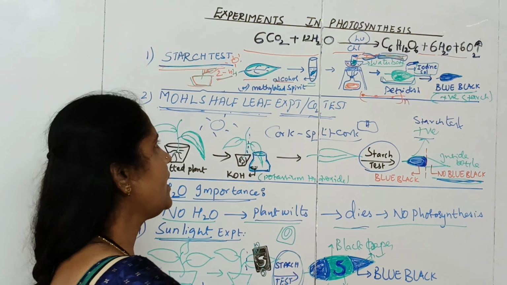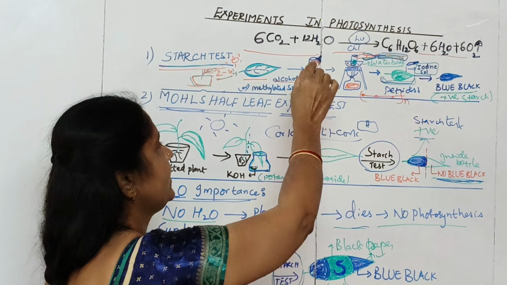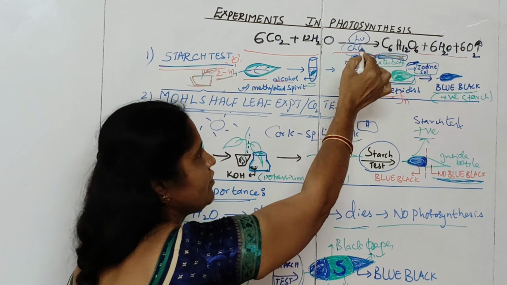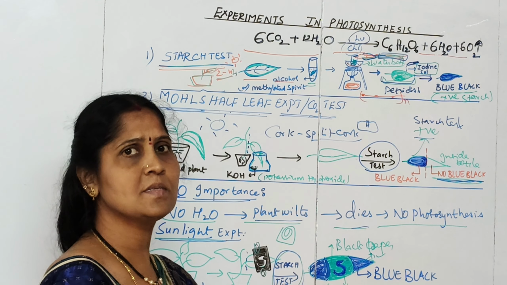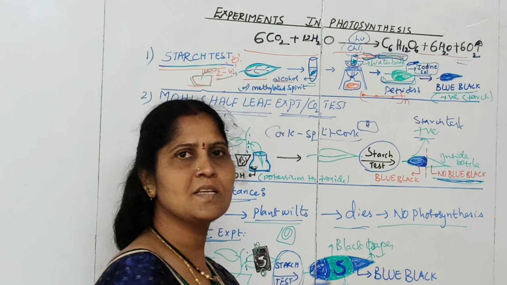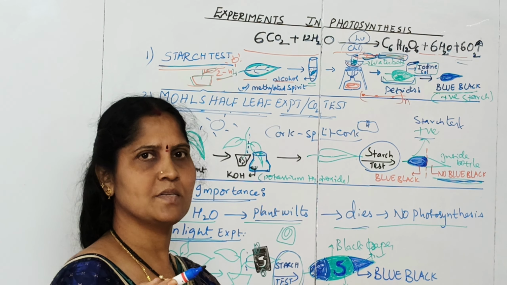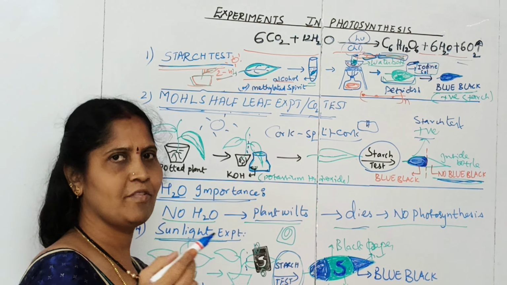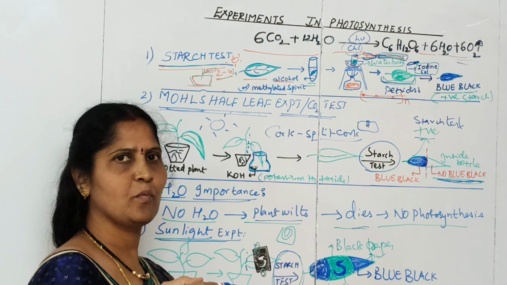Coming to the other tests, we will also learn about the test to prove that chlorophyll is really essential for photosynthesis, and also see an experiment to show that oxygen is really released during photosynthesis. So let us move on and find out with the other experiments how it will happen.